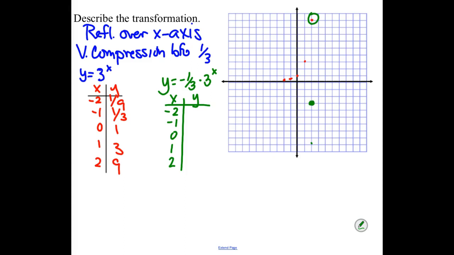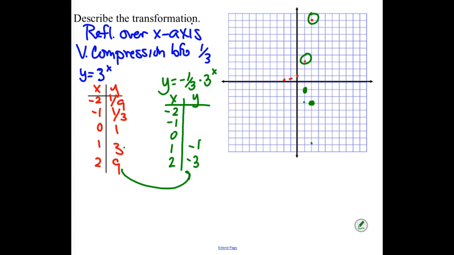Yes? So instead of a 9, I'm going to end up with -3. Okay. If I multiply this 3 by -1/3, it turns into -1. And if I take this point, reflect it, I'm here. Multiply by 1/3, I'm up here. Okay? 1/3 of 3 is 1.